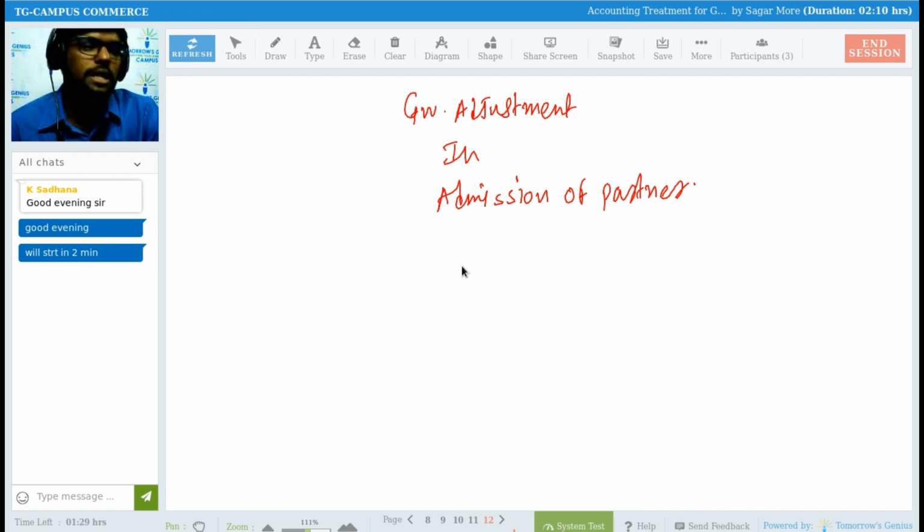Second, the new partner is not bringing the goodwill amount into the business. In that case, we debit the new partner's capital account and credit the sacrificing partners' capital accounts as per the sacrifice ratio. We already did these two things in the previous session. Same thing we have to do now with some more questions.